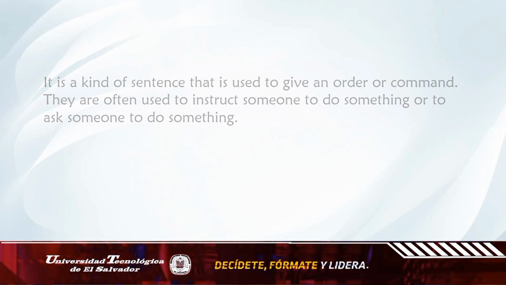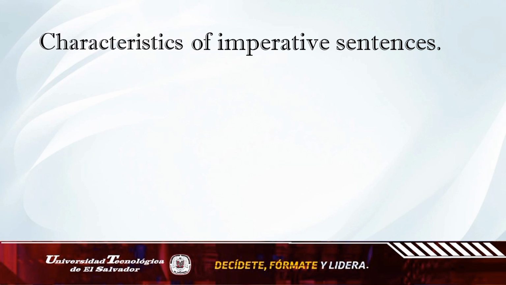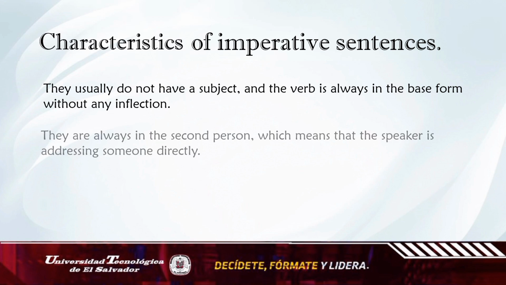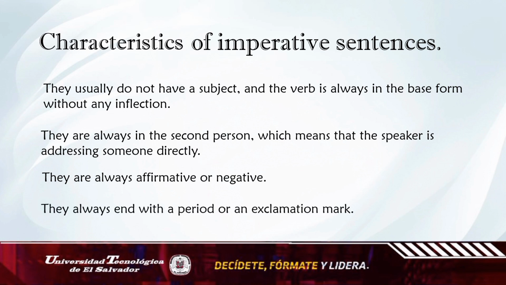Imperative sentences have some unique characteristics that differentiate them from other types of sentences. For example, they usually do not have a subject, and the verb is always in the base form without any inflection. They're always in the second person, which means that the speaker is addressing someone directly. They're always affirmative or negative. And they always end with a period or an exclamation mark, so they're never asked.